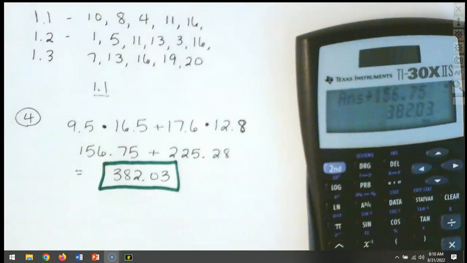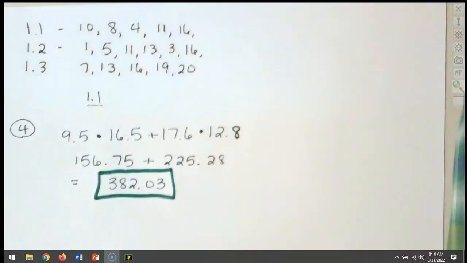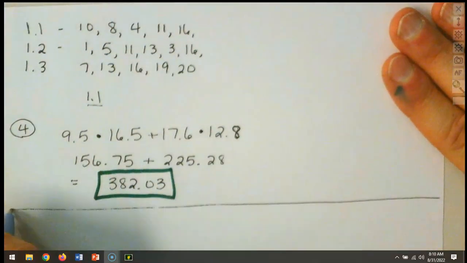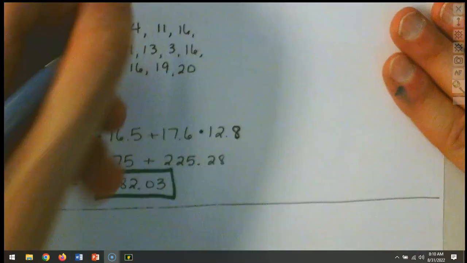Is everyone okay with that? So we just work from left to right. We start with parentheses. We did not have any inside to simplify down. We did not have any powers. So then we did our multiplication. And after we did our multiplication, then we went on and did our addition and subtraction. So that was question 4.